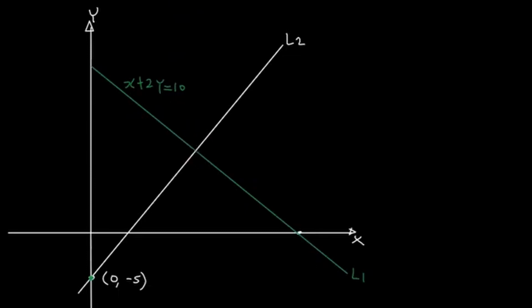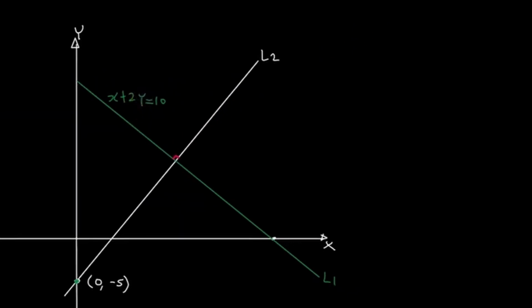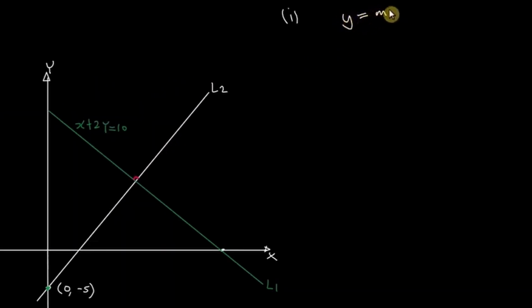So let's just indicate that here. Perpendicular here means at 90 degrees or at right angles. So our first task is to express the equation of L1 in the form y is equal to mx plus c, which is one general form of the equation for a straight line.